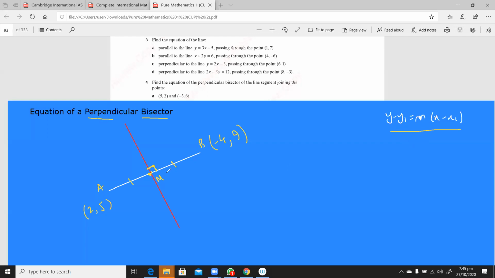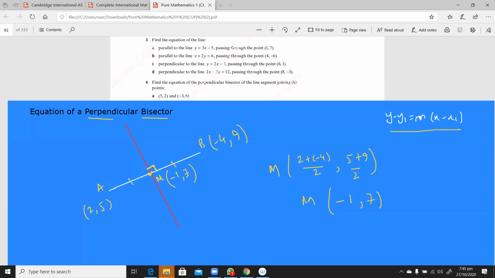So yes, we have this point M. We can find the coordinates of point M quickly. That is the midpoint of these two points A and B. So this is going to be 2 plus minus 4 over 2, comma 5 plus 9 over 2. So that is the point M. This is going to be minus 1, comma 7. So that is how you find this midpoint. It is minus 1, comma 7.